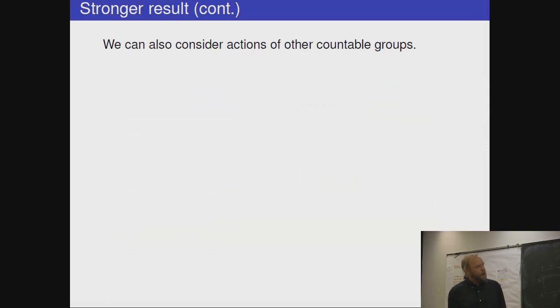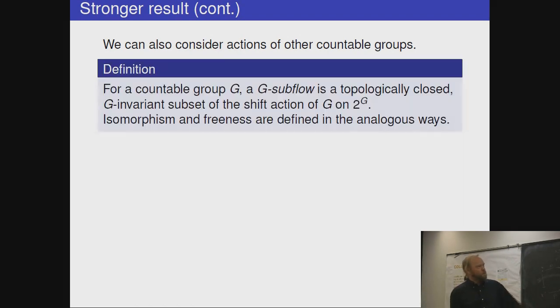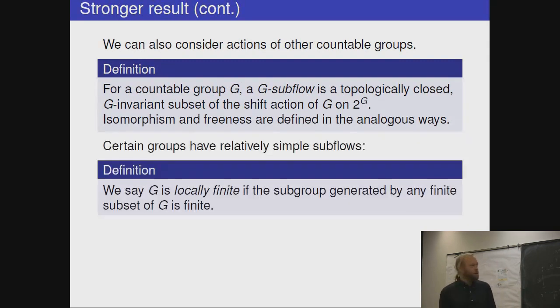You can also look at other groups. Think of a subshift as an action of the group Z, a two-dimensional subshift as an action of the group Z squared. But we can look, well, at the shift I talked about originally of the free group on two generators, that's the full shift of F2 on the space. We can take any countable group and we refer to these as G-subflows. They're invariant under the group action and topologically closed subsets of 2 to the G. And we can define isomorphism and freeness in the analogous way.